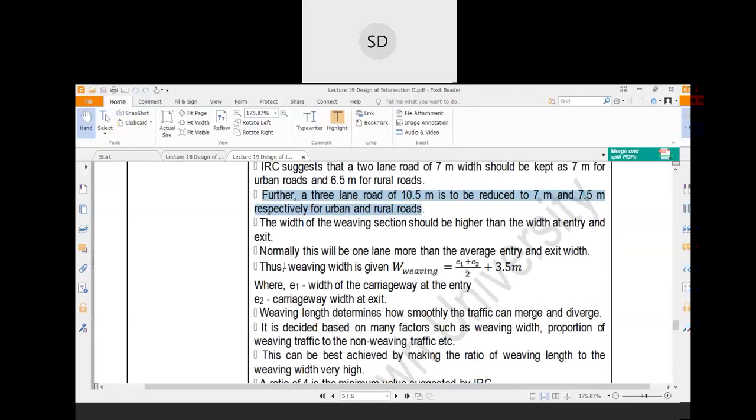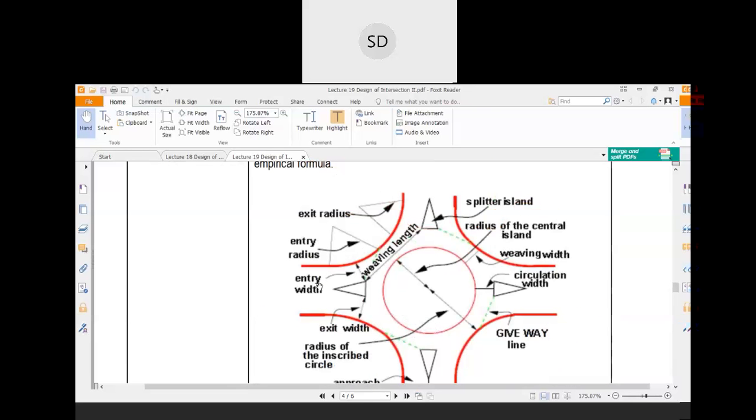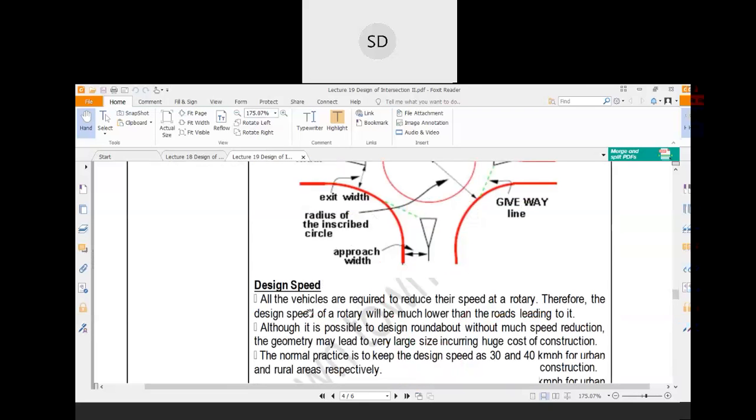Now this is the formula for the weaving width. The weaving width formula is (E1 plus E2) divided by 2 plus 3.5, where E1 is the width of the carriageway at the entry and E2 is the carriageway width at the exit. Carriageway width means this portion. Okay, this width plus this width divided by 2, plus 3.5.